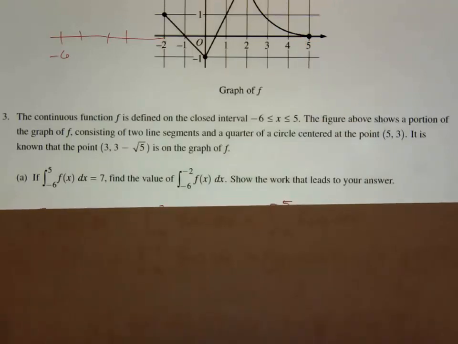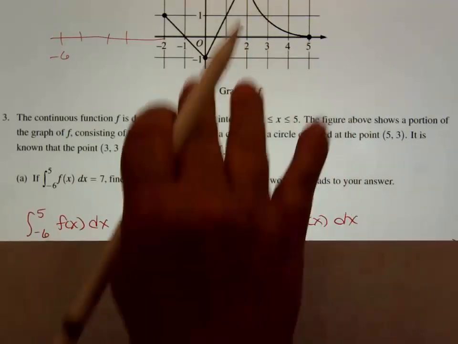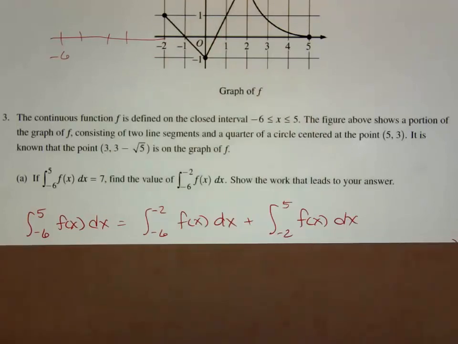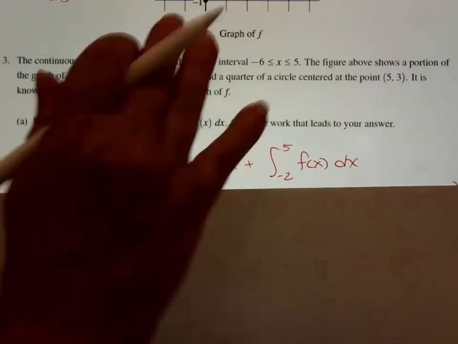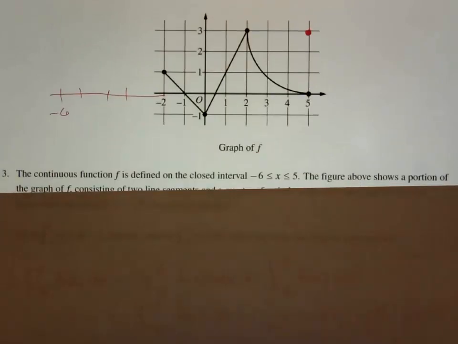So what I did is I built a math sentence, basically, that said the area from -6 to 5 is equal to the area from -6 to -2, which is what I'm solving for, plus the area from -2 to 5. So then it was time to sit down and figure out what this area actually is. Now this is how I went about it.